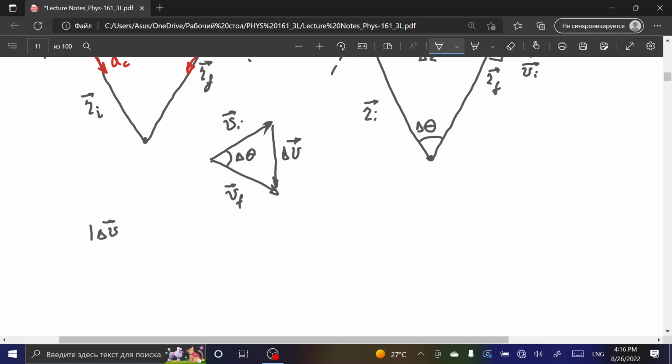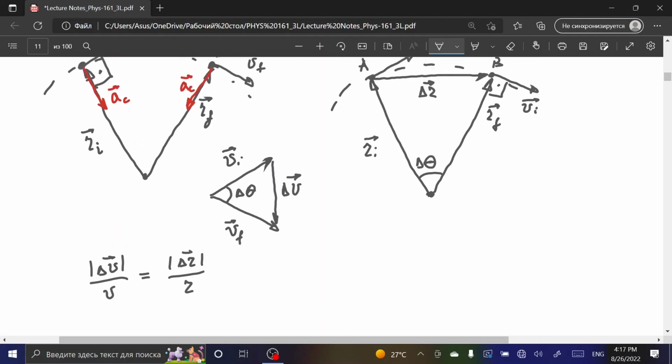So with this in mind, we can write that the magnitude of this delta v vector, the change of linear velocity vector, divided by linear velocity, just not vector, we just consider magnitude, should be equal to the magnitude of the displacement vector divided by the radius of the circular trajectory, because that is the magnitude of the radius vector, and that is just the radius of the trajectory, because it goes from the center of the trajectory towards the position of our body, and that position is always on the circle with the center which we define.